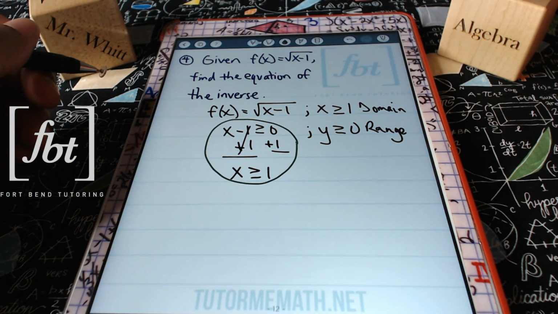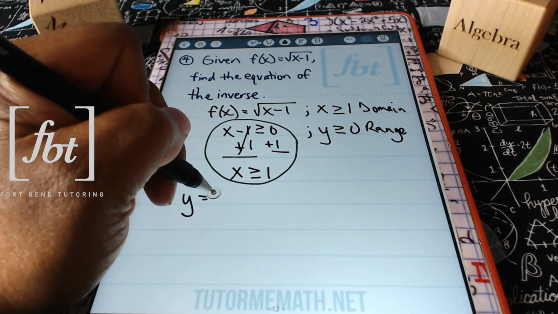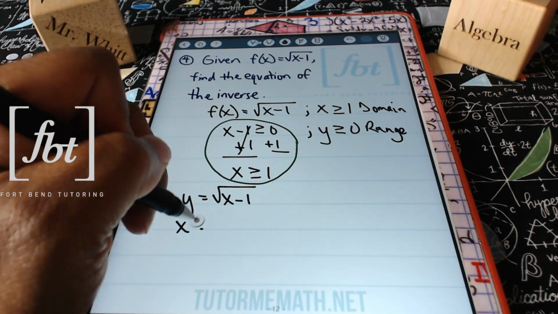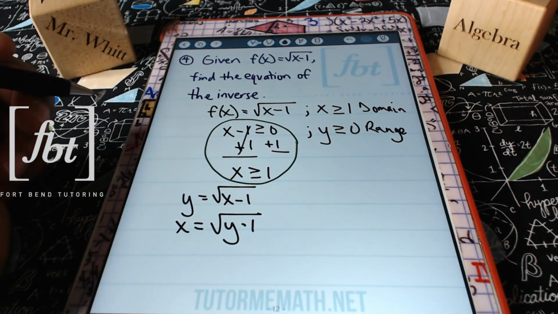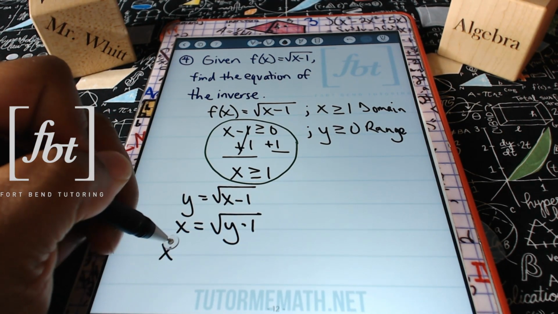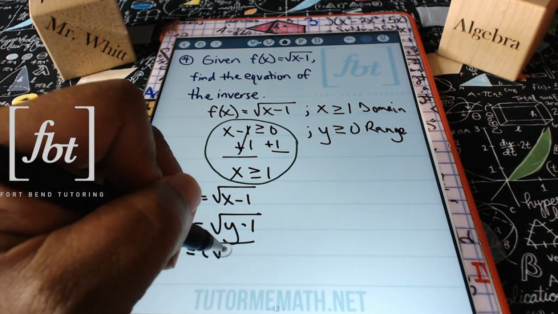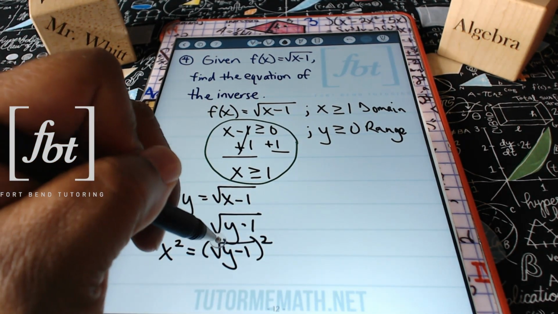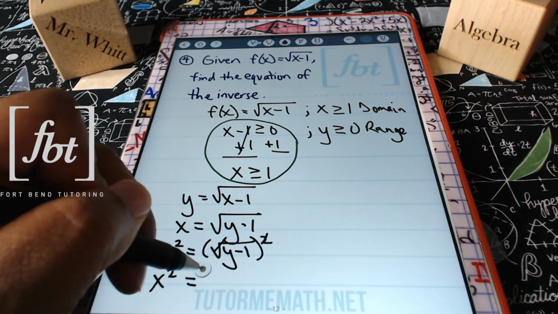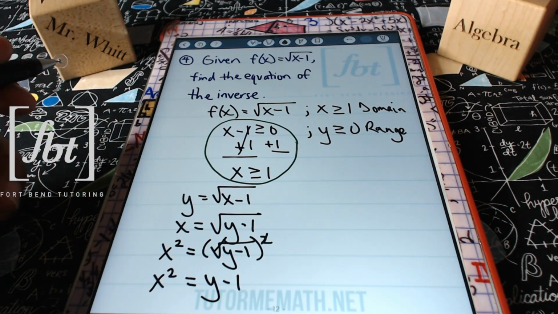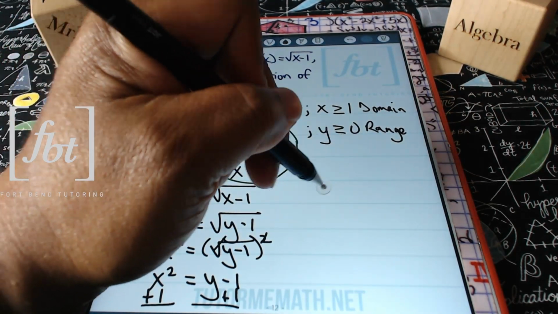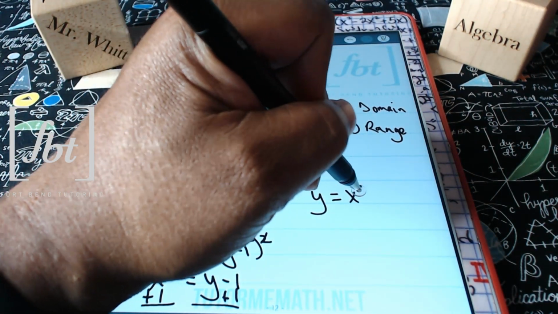So starting out the process, we will say that y equals the square root of x minus 1. Then we'll be switching the x and y variables. So you'll have x equals the square root of y minus 1. But we'll need to square both sides of this equation in order to free up our variable y. So you'll have x squared equals the quantity of the square root of y minus 1 squared, which will cancel out that square root sign, so that we now have x squared equals y minus 1. And then finally, you will add 1 to both sides of the equation, and you'll have y equals x squared plus 1.